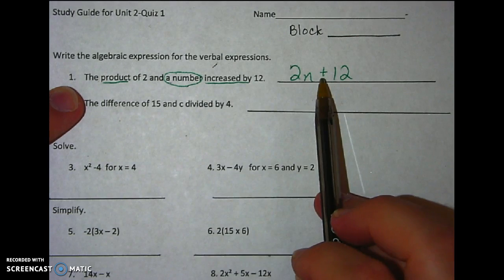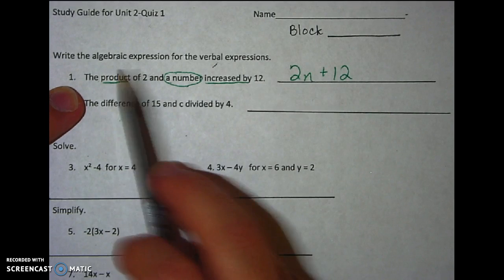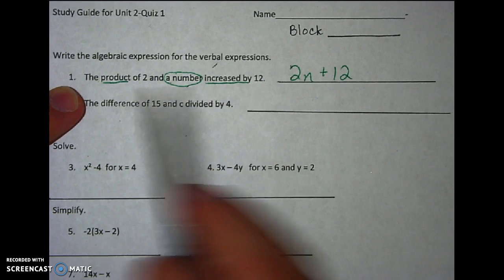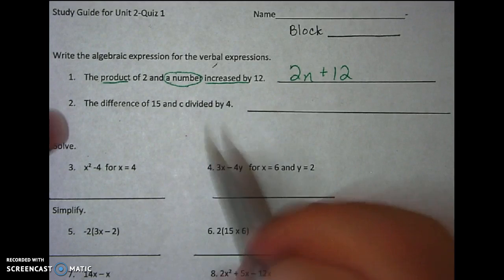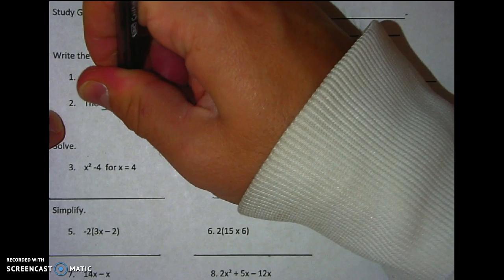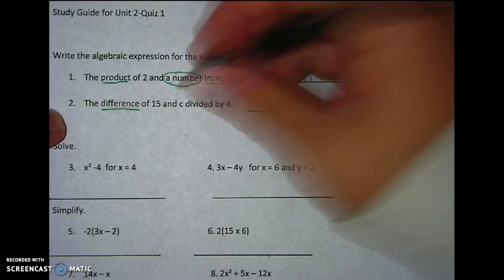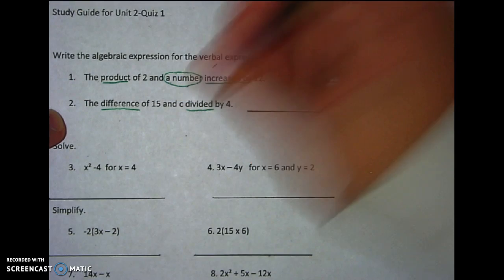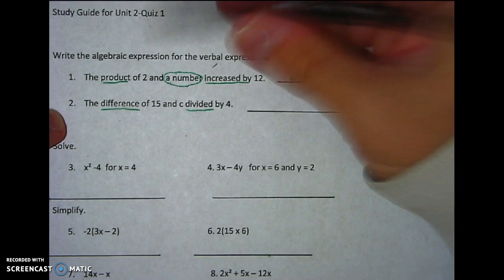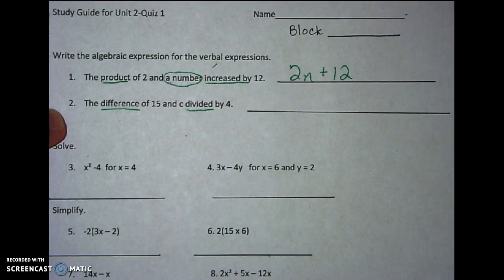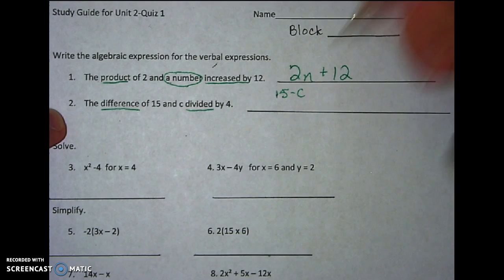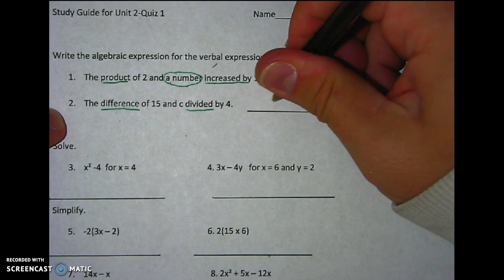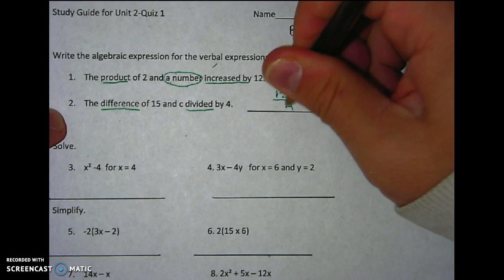Words to math. This is the correct algebraic expression for the verbal expression. Number 2. The difference of, I'll go ahead and underline my keyword there, the difference of 15 and C divided by 4. When I talk about the difference of 15 and C, that looks like this. 15 minus C. I'm going to take that and divide it by 4.